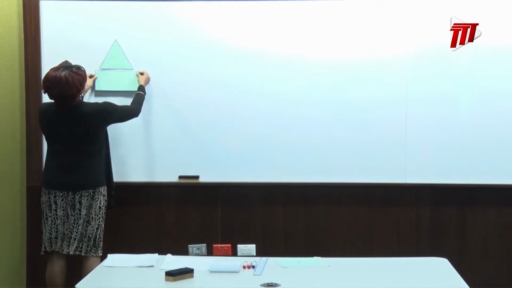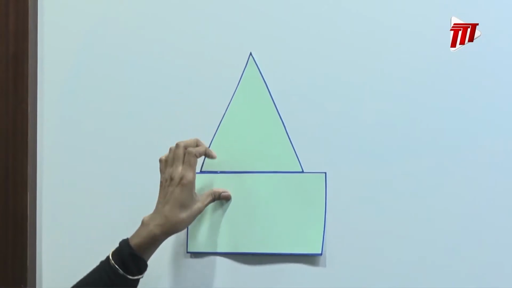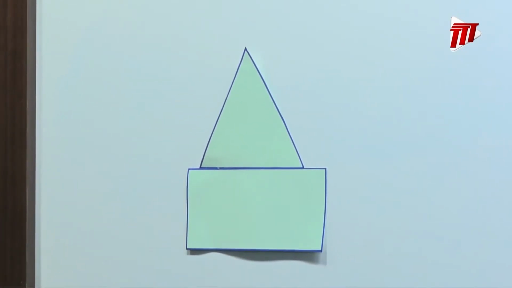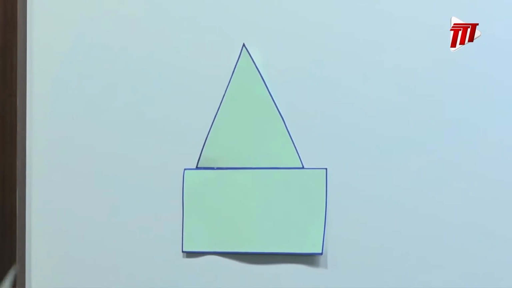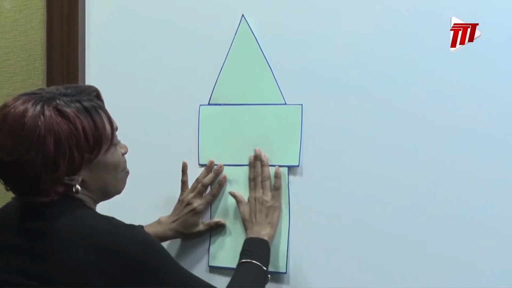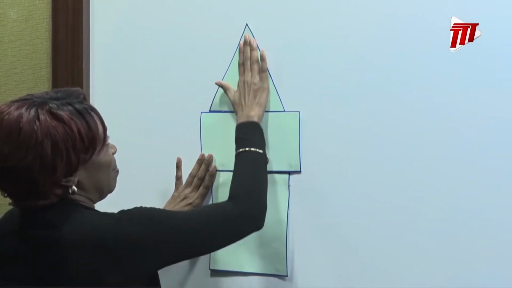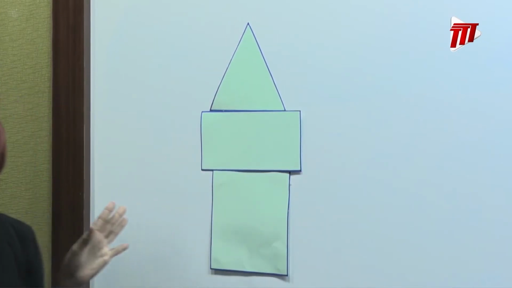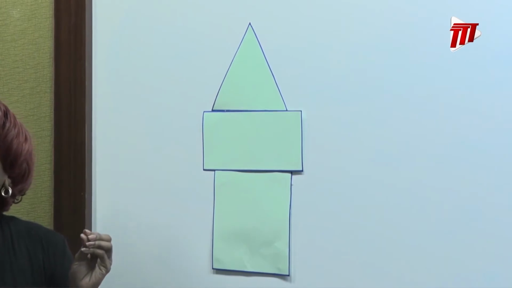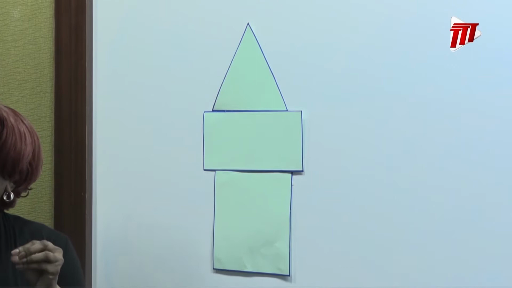What if I try the triangle and the rectangle? Are you seeing it? Compound shape. And if I were to add the square to it, why not? Are you seeing this, boys and girls? This is an example of a compound shape. So today we're going to be looking in more detail at compound shapes.